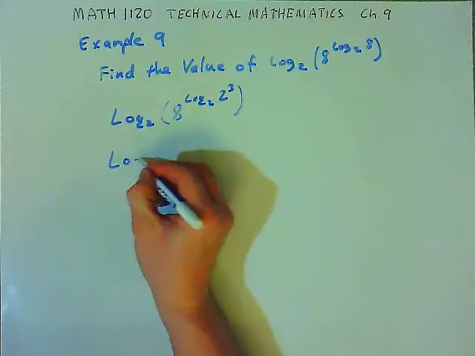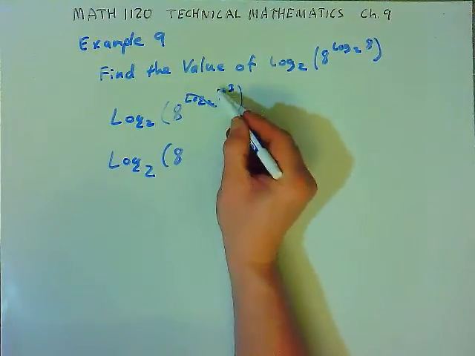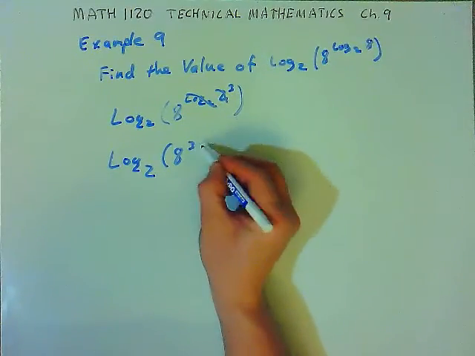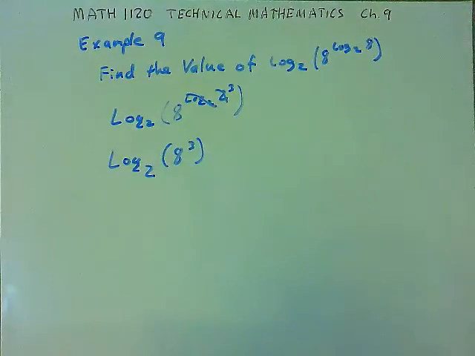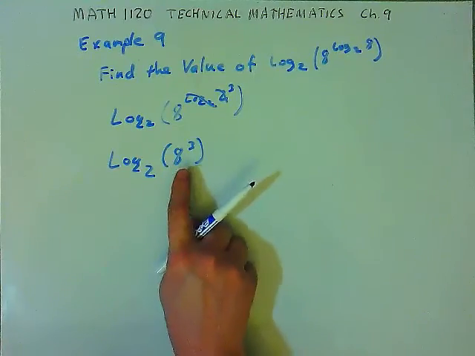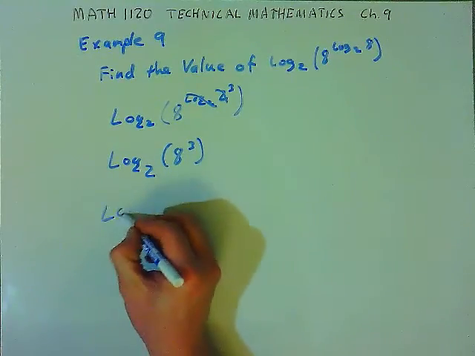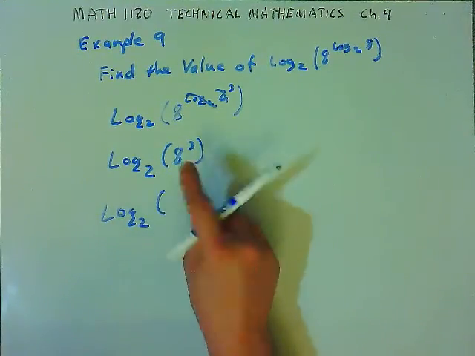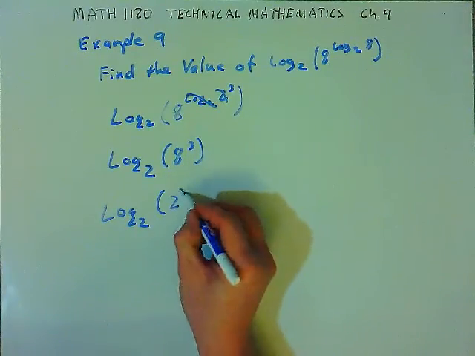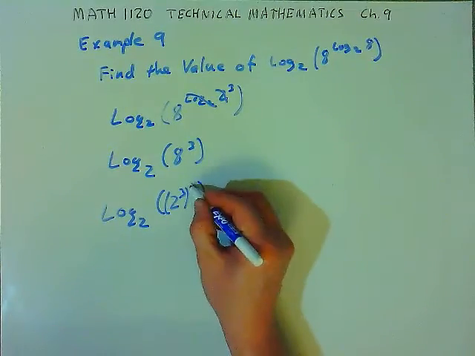And so this simplifies to be log base 2 of 8. The log base 2 and the 2 cancel, and I'm going to be left with to the third power. Okay, so this is going to be log base 2 of 8 to the third power. And then I have log base 2, and I have 8 to some power. Again, I need to be able to recognize that 8 is 2 to a power. And so I want to rewrite this as log base 2. Instead of writing 8, I want to write 2 to the third power. Right? That's 8. And that is all being raised to the third power.